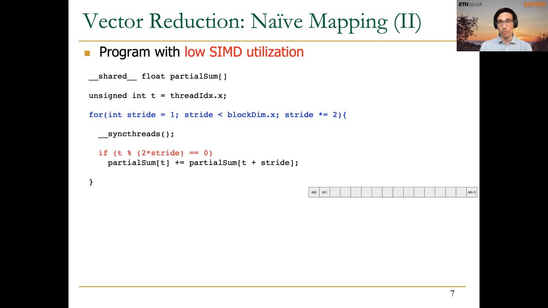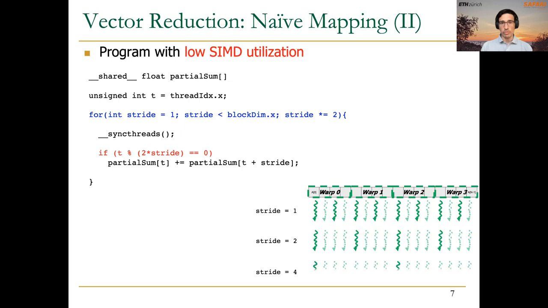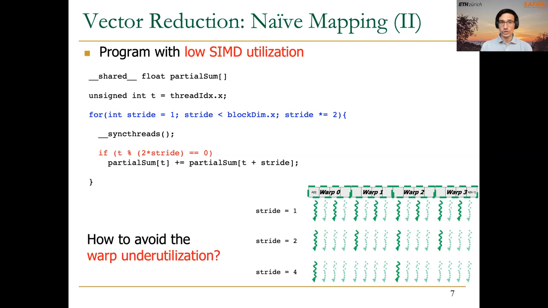Why does that happen? Because when threads start retiring iteration after iteration, observe that all warps remain active, but most of the threads remain idle in each warp, and that essentially causes a lot of warp underutilization.